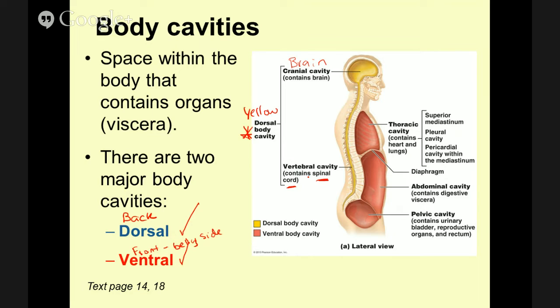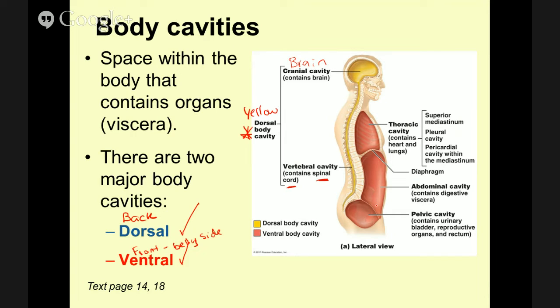So basically you could say the nervous system, the brain and the spinal cord, most of it is inside this dorsal or back body cavity. The dorsal body cavity has the brain and the spinal cord. Now let's look at the ventral body cavity. The ventral body cavity is on the anterior, the front side, the belly side, whatever you want to call this. And all these red sections are part of the ventral body cavity.